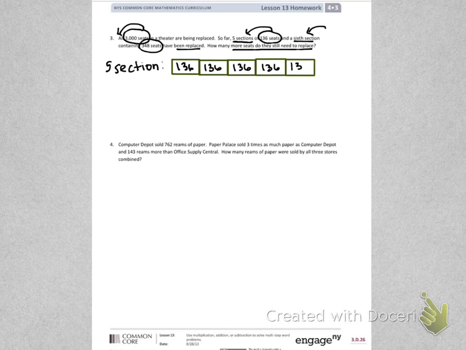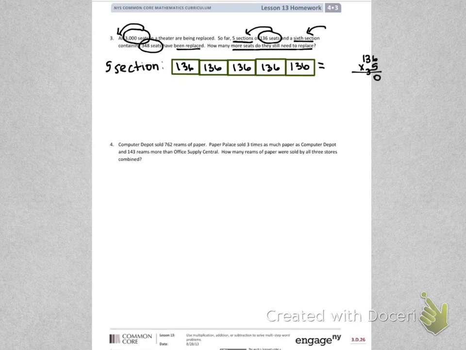One got a little squiggly. And let's see what the total number is on that. If I take 136 for 5 sections, that's 5 groups of 136. So off to the side, I'm going to do that math. 136 times 5. And I'm going to use the standard algorithm.